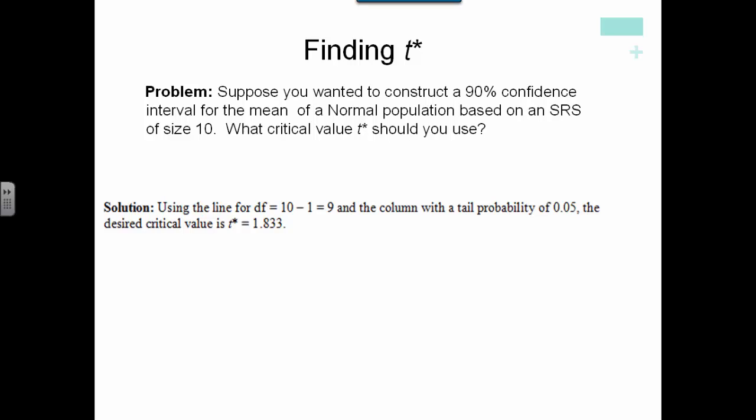Suppose you want to construct a 90% confidence interval for the mean of a normal distribution based on a simple random sample of size 10. What critical t star should you use? Using the row df equals 10 minus 1, which equals 9, and the column with tail probability of 0.05, the desired critical value is t star equals 1.833.